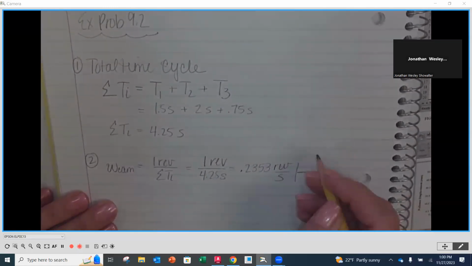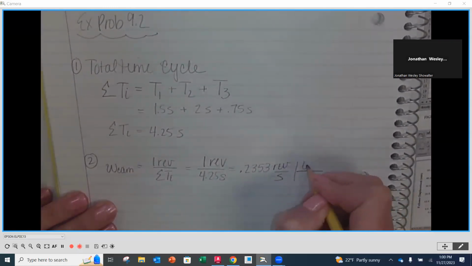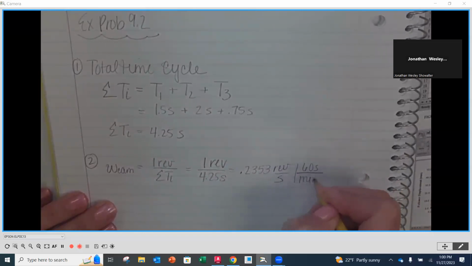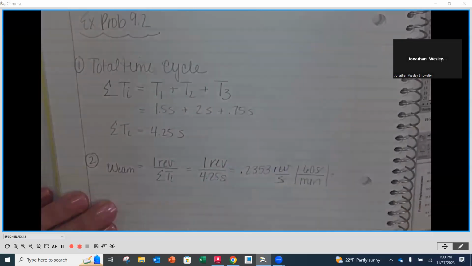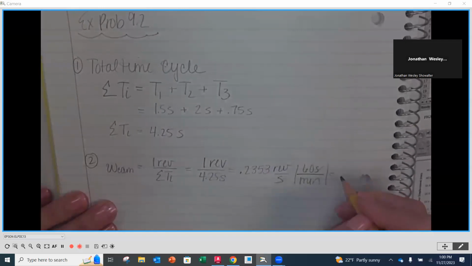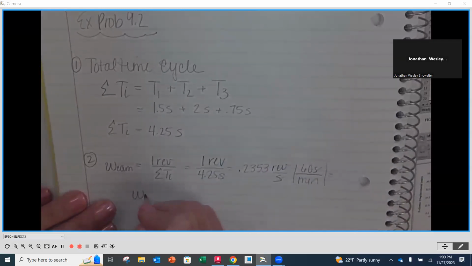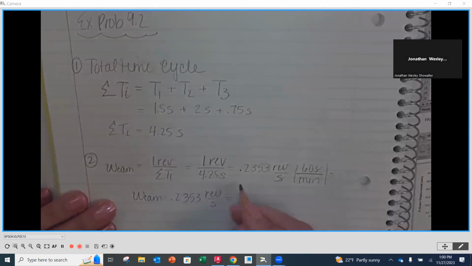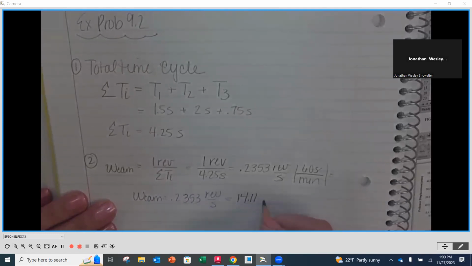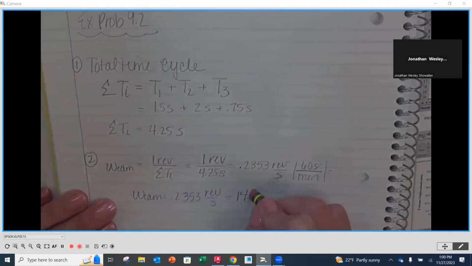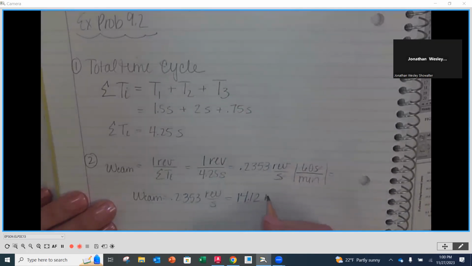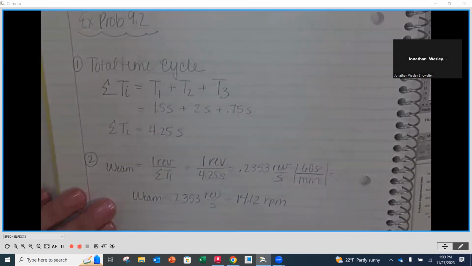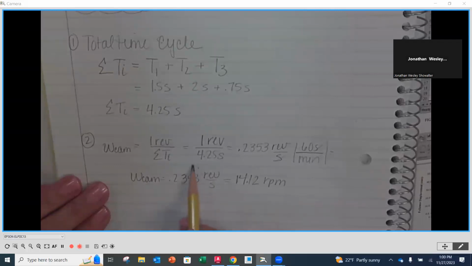But we also want to convert this to revolutions per minute, because that's going to be the more common way to refer to our omega. So our omega of our cam is going to be 0.2353 revolutions per second, but it's also equal to 14.12, I guess, RPM. With this one being the one that we're going to use in our next step.